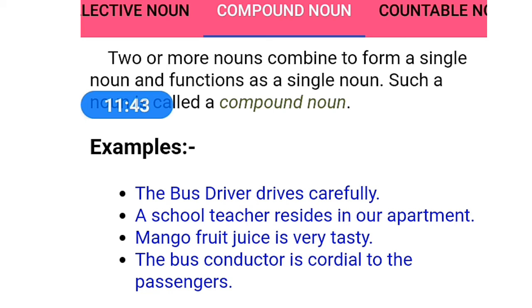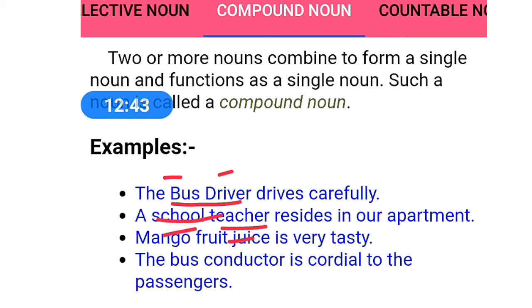The bus driver. See here, the bus driver drives carefully. Bus is one noun, driver is one noun, and bus driver becomes another, a compound noun. The school teacher. School is a noun, teacher is a noun, and it became a compound noun, school teacher. Mango fruit juice is very tasty. See here, mango fruit juice. Here fruit juice is one noun. Therefore, when two or more nouns, here mango is also joined to the fruit juice.